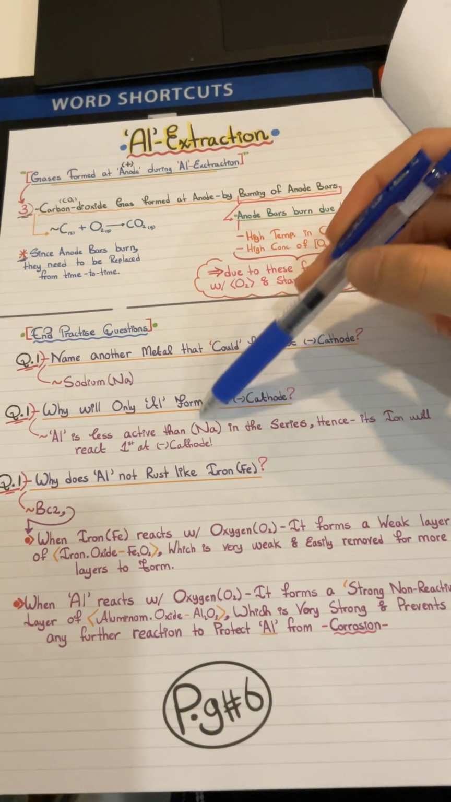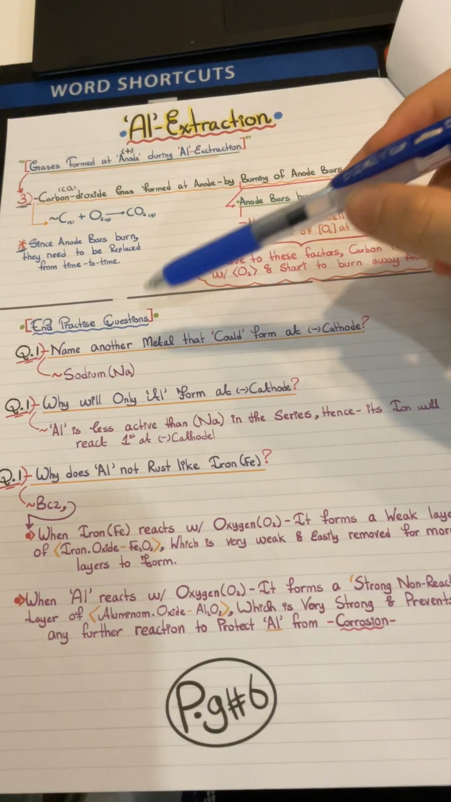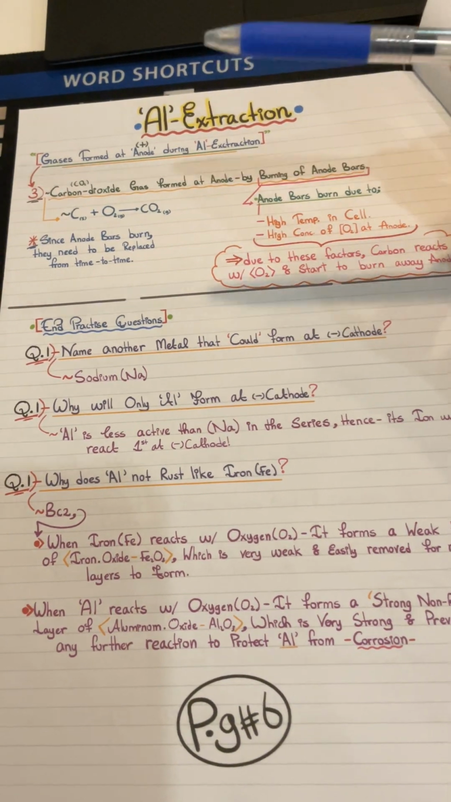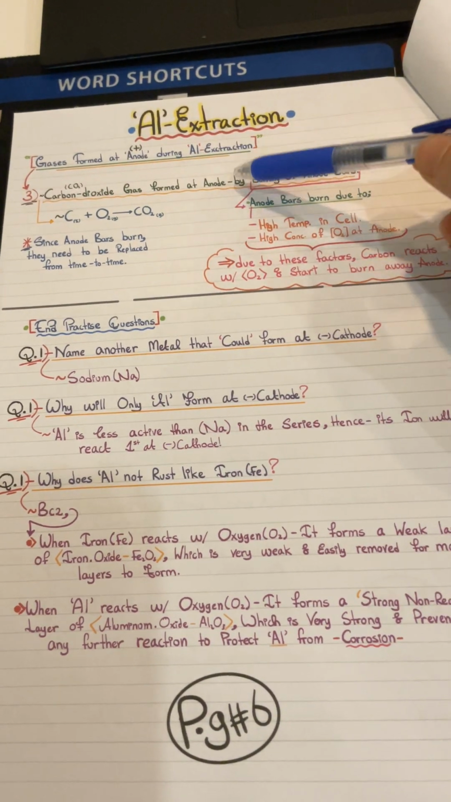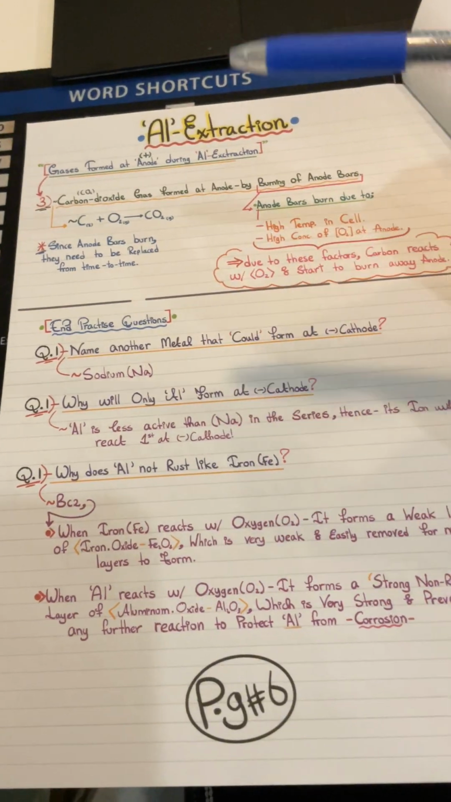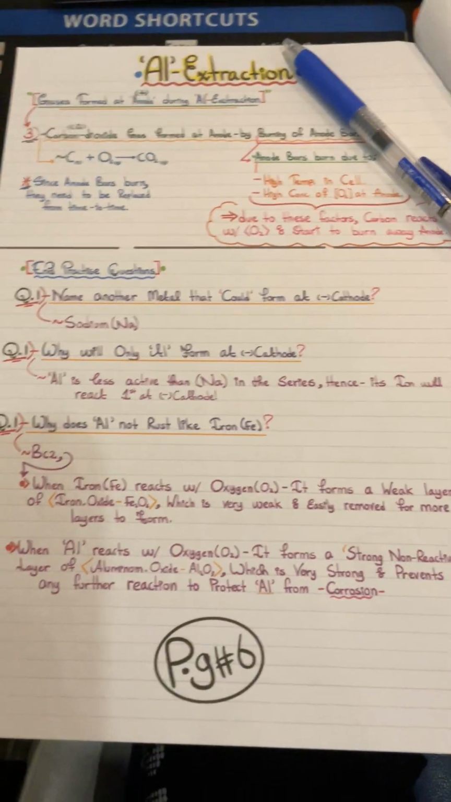Now I'm going to go through some practice questions. Name another metal that could be formed at the cathode. It is sodium. But why does sodium not form? And why does aluminum form? Like we said, the less active metal reacts, aluminum is less active, so it will react first at the cathode. Last question, very important, not only for your exam, but also for general knowledge.